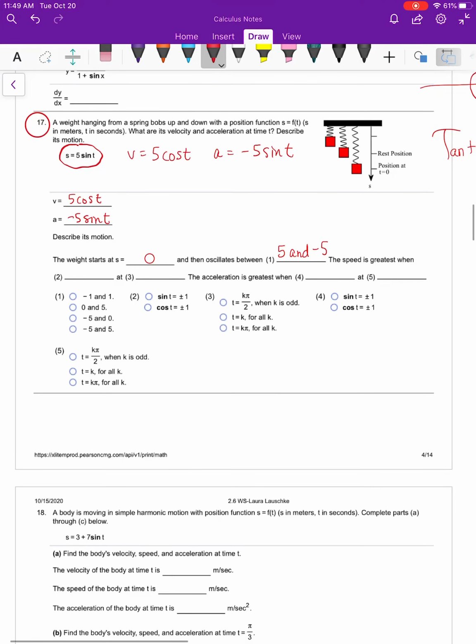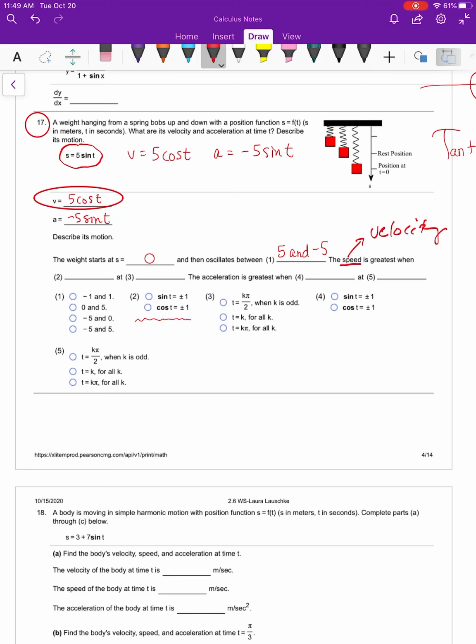So we have the weight starts at 0 and then oscillates between 5 and -5. The speed is the greatest. Remember, speed is velocity. And so we're going to be focusing on this velocity equation right here when we make this decision. And also my choices. I mean, you have choices right here.